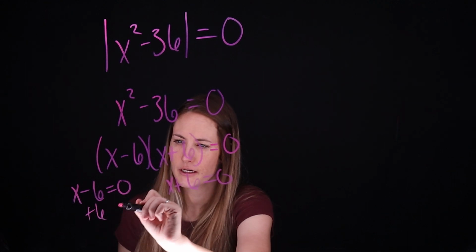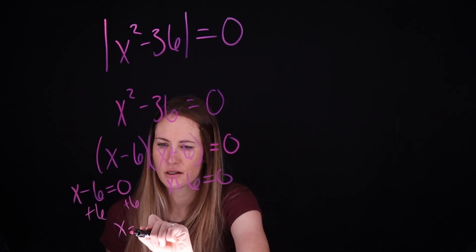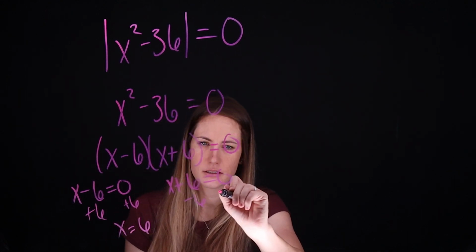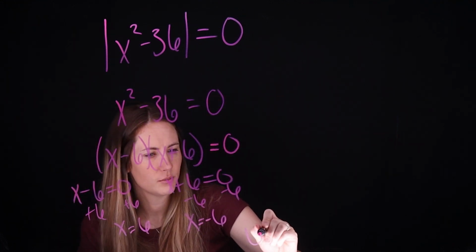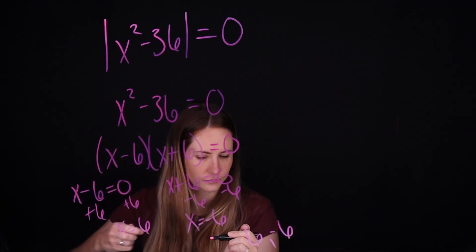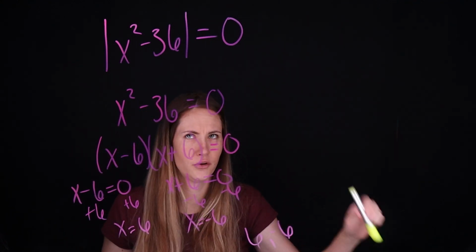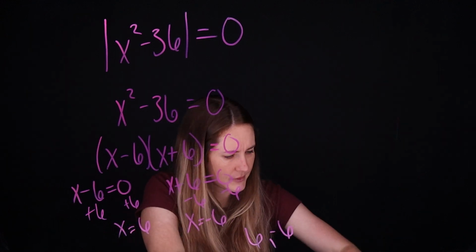And we'd add our 6 here to get x equals 6. We'd subtract our 6 here to get x equals negative 6. And our answer would be 6 and negative 6. Now real quick, because we're just refreshing on this part.